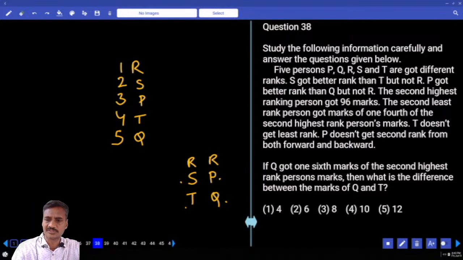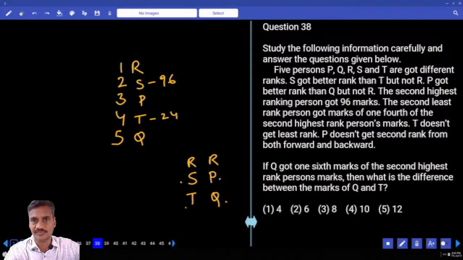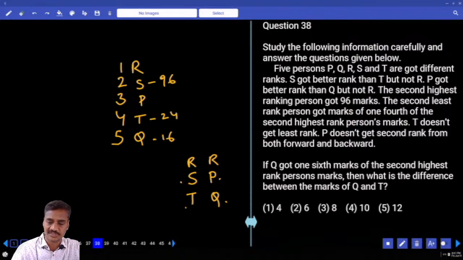The second highest ranking person got 96. Then S got 96, and the second least ranked person got marks 1/4 of the second highest. 1/4 of 96 is 24. And if Q got 1/6 marks of the second highest, Q must be 16. Then the difference between Q and P is how much? 8. That is choice 3, question number 38.